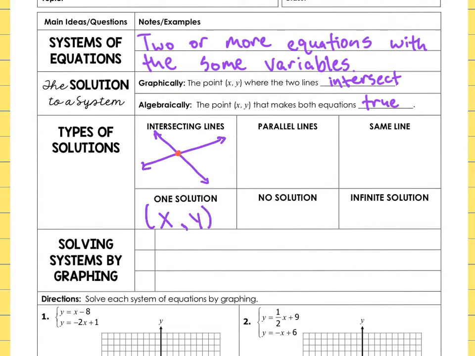Now, I know you're already going like, wait a minute. What's he mean there's only one solution? Well, when it comes to systems of equations, because we have two different lines, there's different ways that they can compare to one another. There's different ways that they can look on a graph. So it's possible to have three different types of solutions. Obviously, intersecting lines, as we've shown, will have one solution, one point.